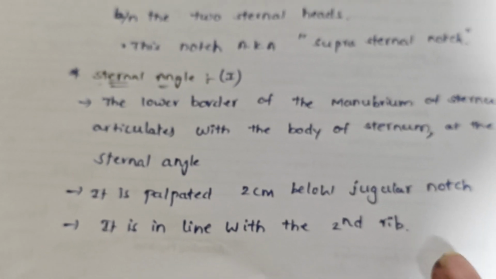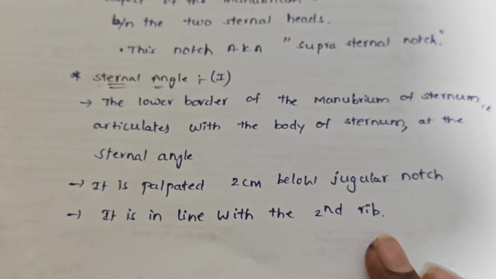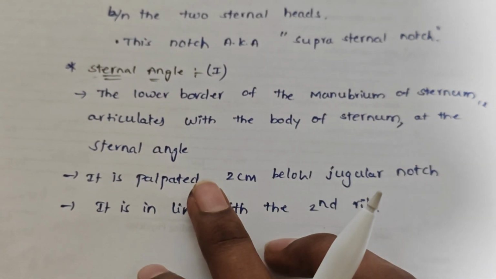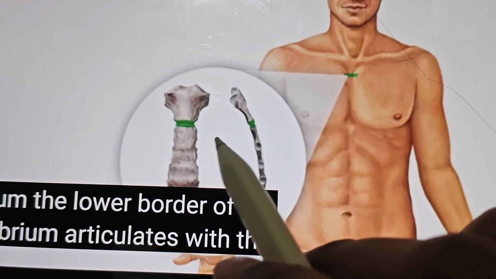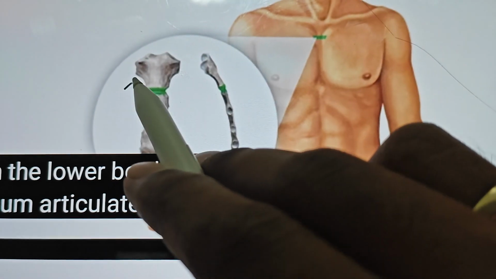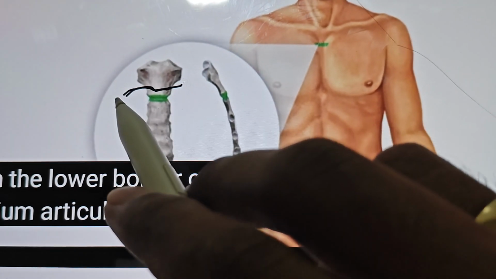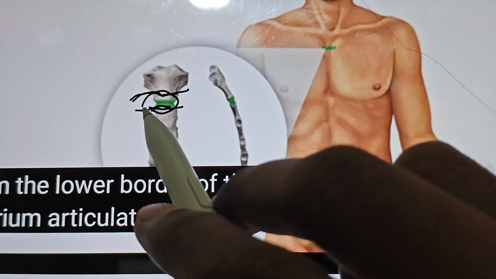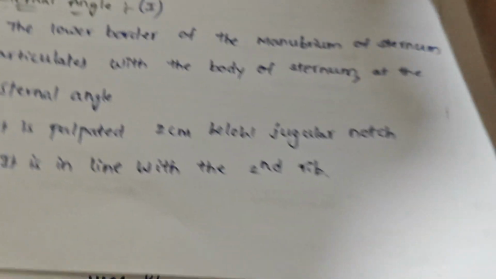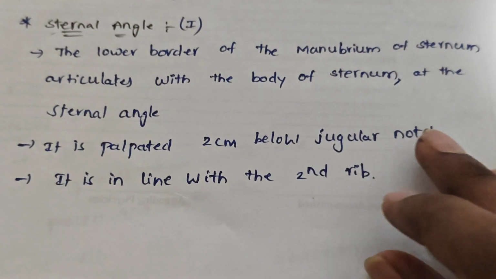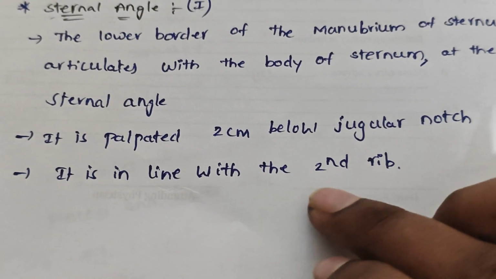And the next one is the sternal angle. The lower border of the manubrium of the sternum articulates with the body of the sternum at the sternal angle. In this picture, you can see this one is the lower border of the manubrium of the sternum. It articulates with the body. This one, highlighted in green, is the sternal angle. It is palpated 2 centimeters below the jugular notch, and it is in line with the second rib.